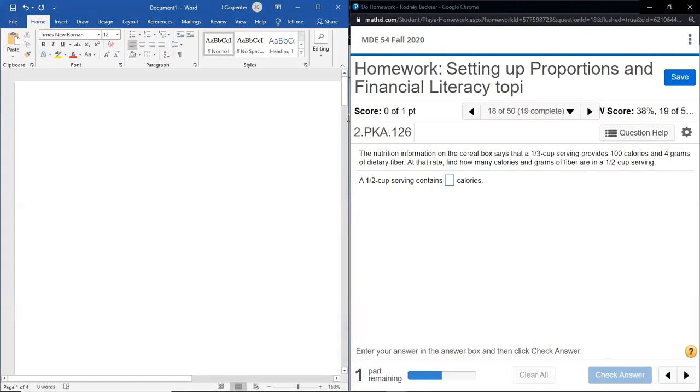The nutrition information on the cereal box says that a third of a cup serving provides 100 calories and 4 grams of dietary fiber. So no specific cereal, third of a cup. When they say a third of a cup, they're talking about in terms of weight, not actual liquid volume. That would be fluid ounces. There is a difference between cups of fluid ounces and cups in weight.